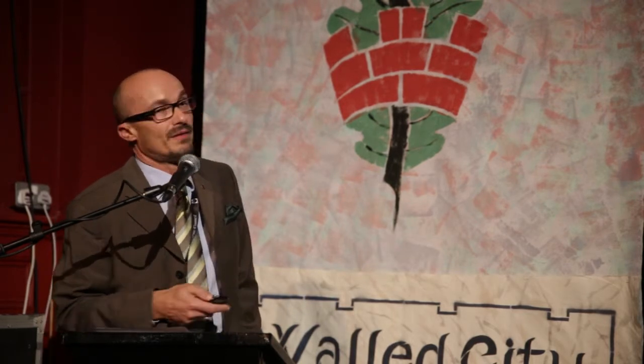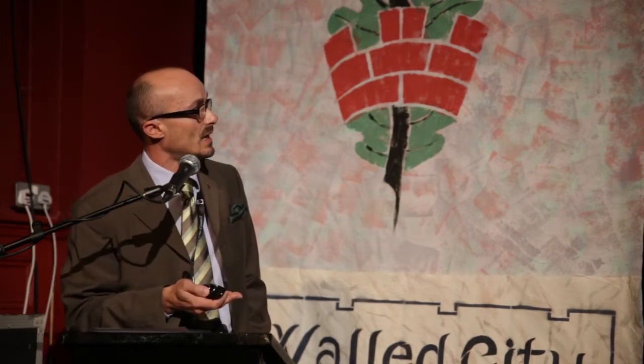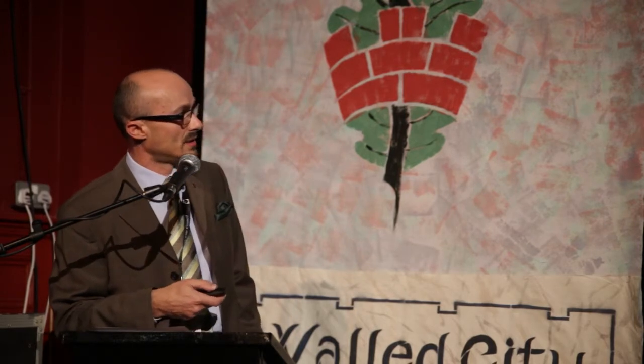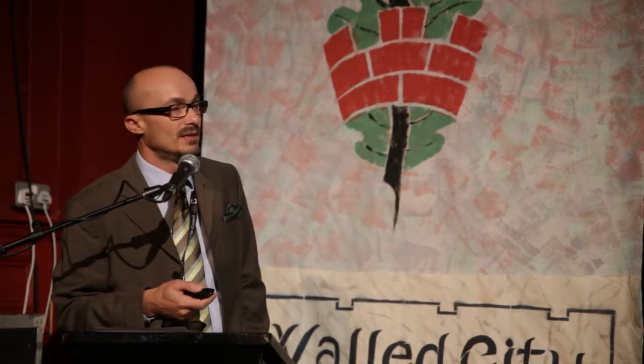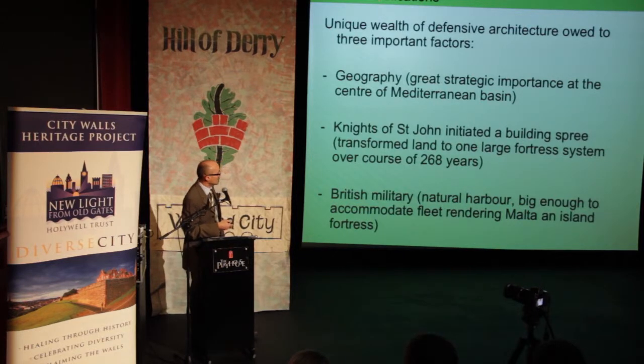Why do we have such an amount of walls? Obviously, it started off because of the geography itself. We're strategically located in the middle of the Mediterranean. Then the Knights came along in the 16th century, and they really initiated a building spree for the next 2 centuries. Finally, in the 1800s, the British came over, and they recognized the benefits of the Grand Harbour, especially, which was big enough to accommodate the ships of the Royal Navy.